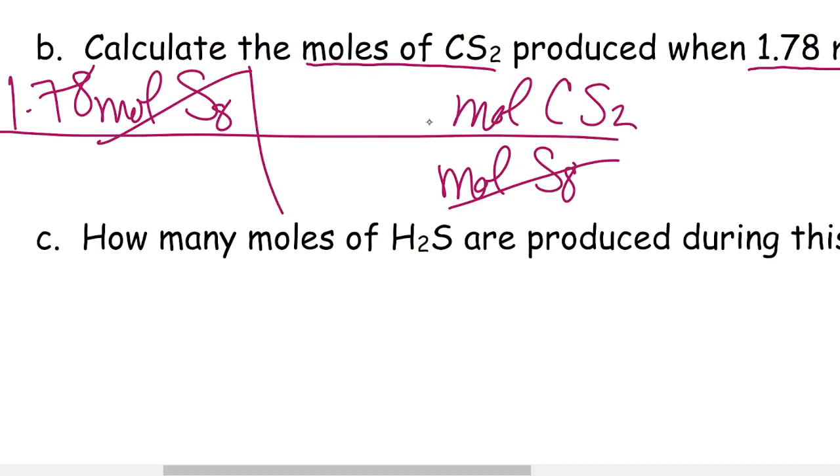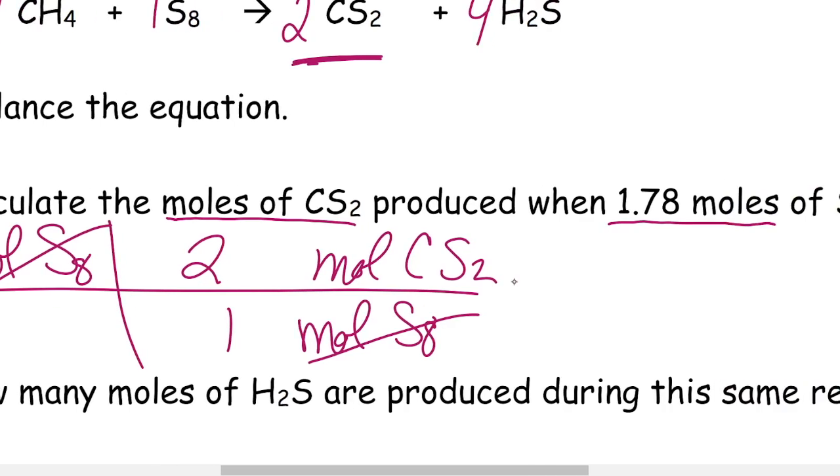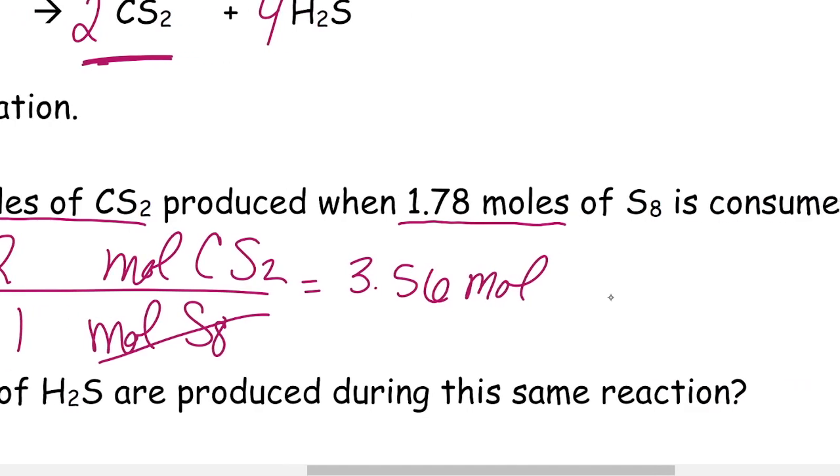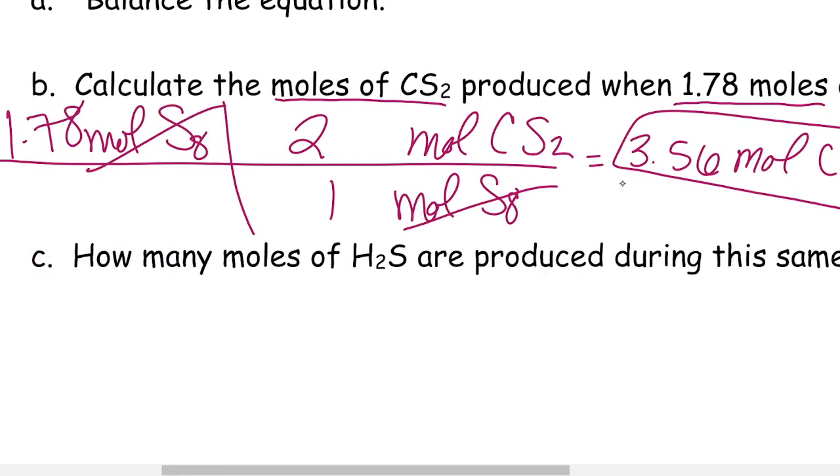And then the ratio between CS2 and S8 comes from my coefficients. So I have 2 moles of CS2 for every 1 mole of S8. And then to solve this, I would just multiply 1.78 times 2. What is that? 3.56. Do we agree? Is that what everybody got? And then your unit is moles of CS2. As far as significant figures, this has 1, 2, 3 sig figs, and so does that, so we are good.